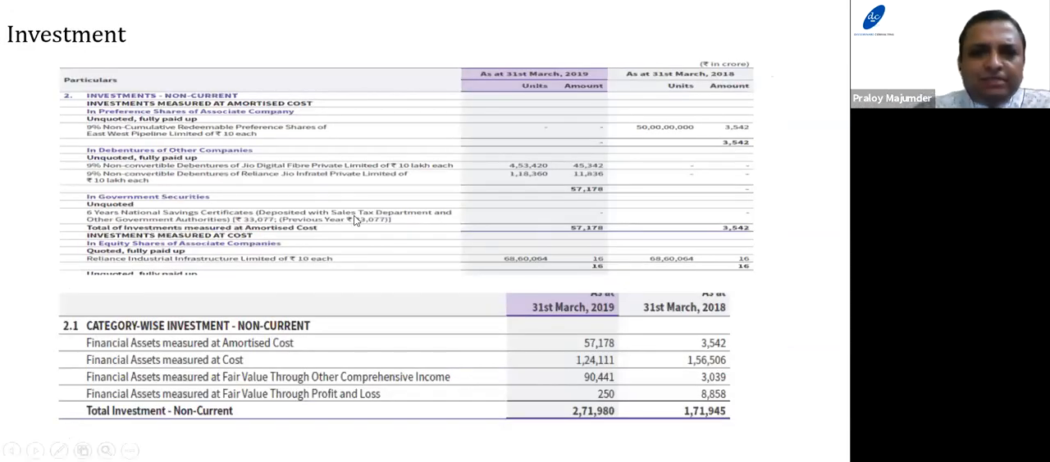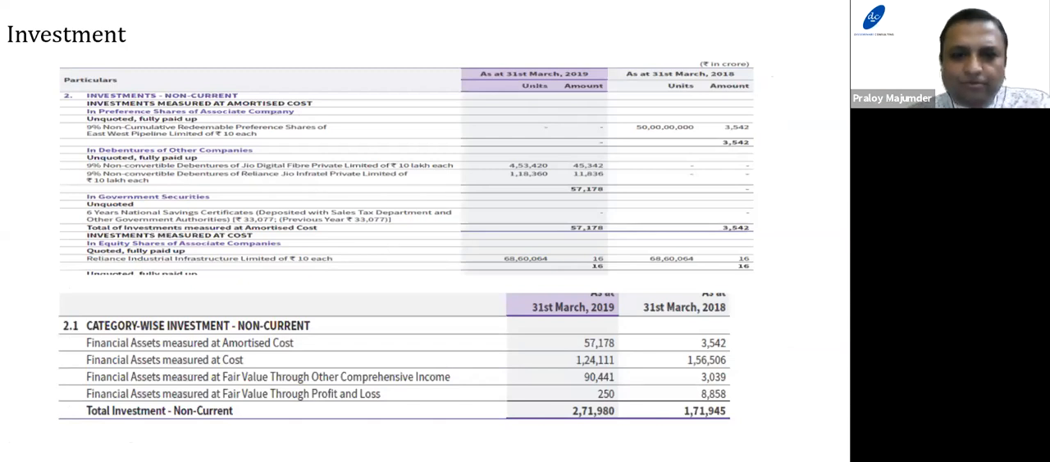If you look at investment, we are measuring the investment in units and amount. So how much amount, how many shares we have bought, and the loans we have given, those things will come. So in the case of an investment, we get more details of units and amount in the notes.